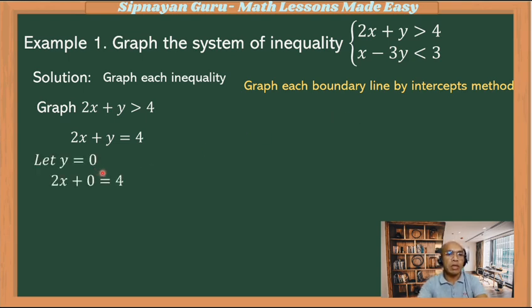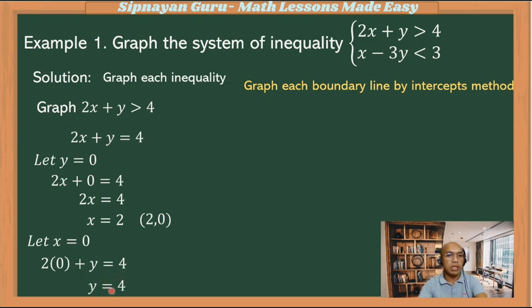Now let y equal 0 and solve for x. So this would be 2x plus 0 is equal to 4, and this would be 2x is equal to 4, and divide both sides by 2 to solve for x. Our x is equal to 2. So the x-intercept of the first equation is (2, 0). Now let x be equal to 0 and solve for y. So 2 times 0 plus y is equal to 4. So y is equal to 4, and our coordinate is (0, 4). So these two coordinates are the intercepts of the equation 2x plus y is equal to 4.